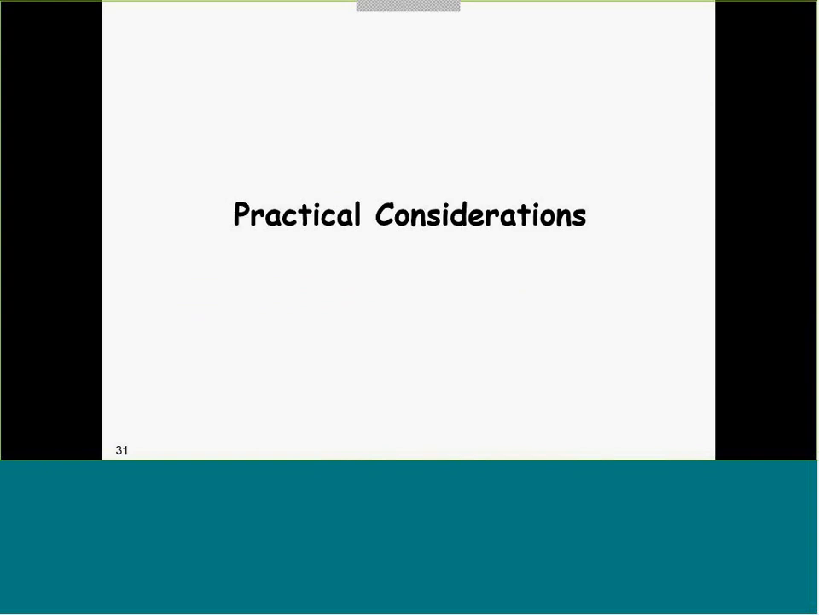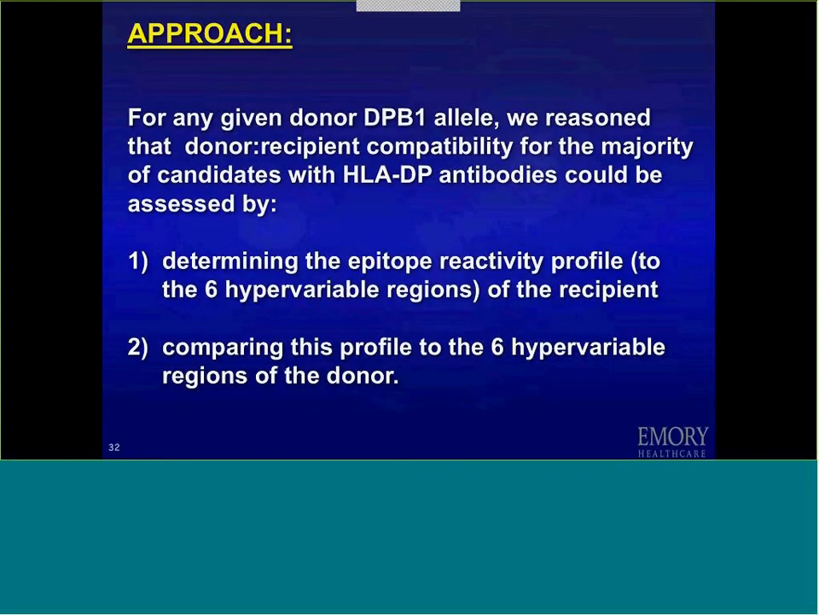So with all these data, we now have some practical considerations that we may be able to begin applying. Our approach is that for any given DPB1 allele, the reasoning is that donor-recipient compatibility for the vast majority of candidates could be assessed by looking at the epitope reactivity of the six hypervariable regions that the recipient possesses or doesn't possess antibodies to, and then comparing the profile of the antibodies that we see in our patient to the corresponding hypervariable regions in the donor.